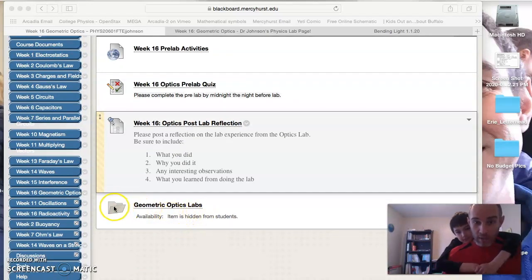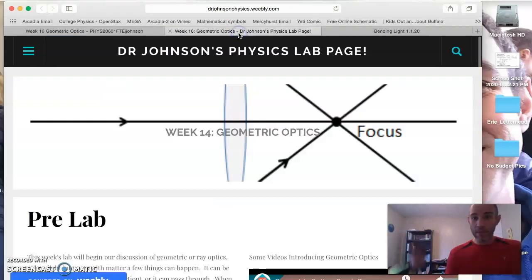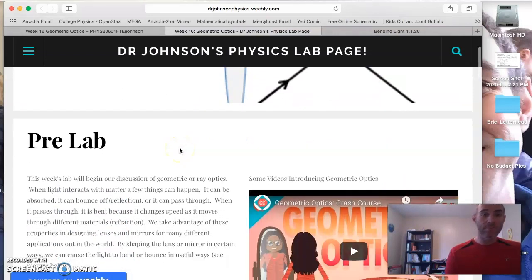The labs themselves are going to be located down here in this folder, which right now, at the time I'm filming this, isn't available, but it'll be available to you soon. Certainly by the time you're watching this, you'll be able to access that folder and get into your 2 labs. The pre-lab materials look something like this.